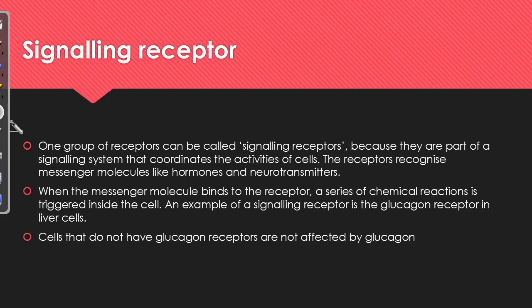If we talk about the signaling receptors, they are part of the signaling system that coordinates the activity of the cell. These receptors recognize messenger molecules like hormones and neurotransmitters. Whenever a messenger molecule binds to the receptor, a series of chemical reactions is triggered and then the signal is passed. This we will discuss in the cell signaling video.